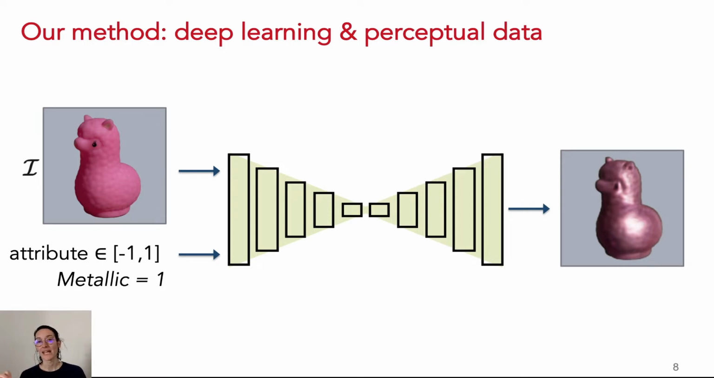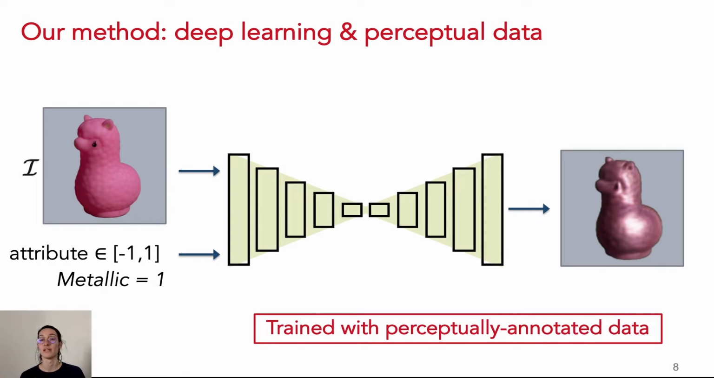Now we need to give a way for the network to learn how we perceive material appearance so that it's able to extract the right features that drive our perception of material appearance. And to do so, we will train our network with perceptually annotated data.